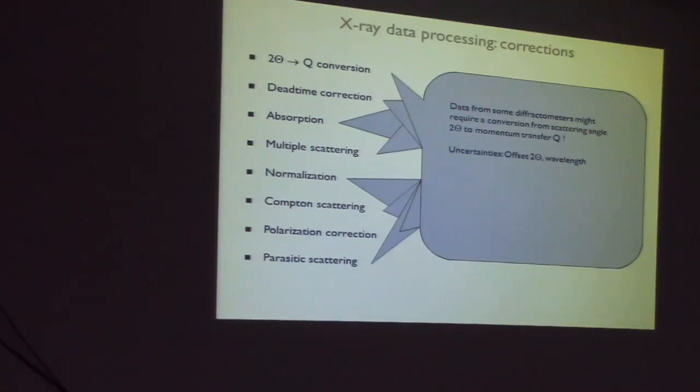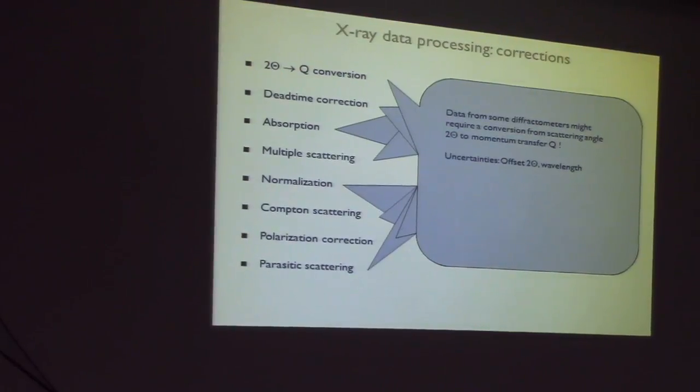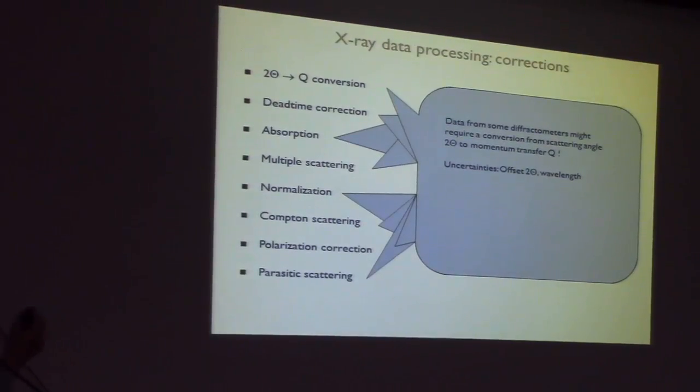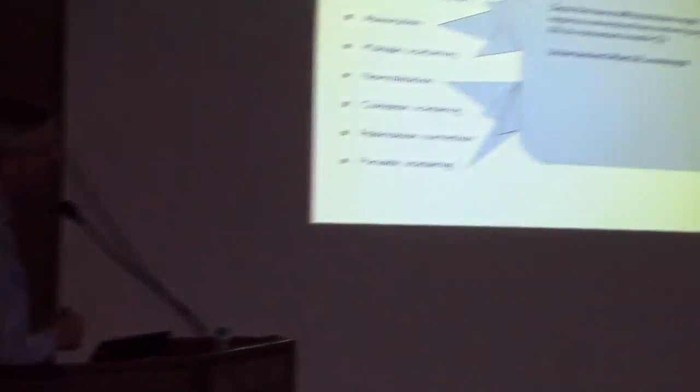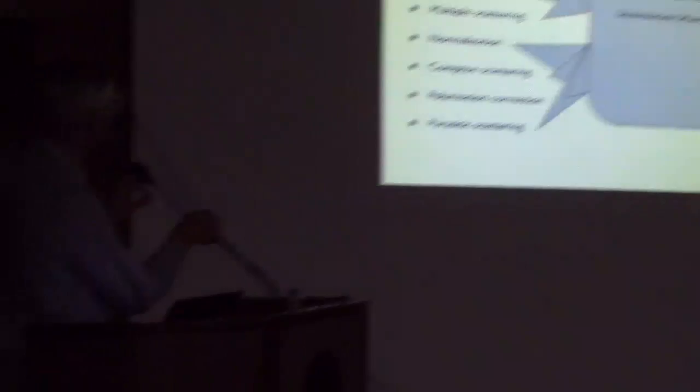And when we're using a 2D detector, it's not even 2 theta versus Q. It's actually the pixel address on the detector, which is a linear geometric value. So we have to do that conversion from pixel coordinate to Q.